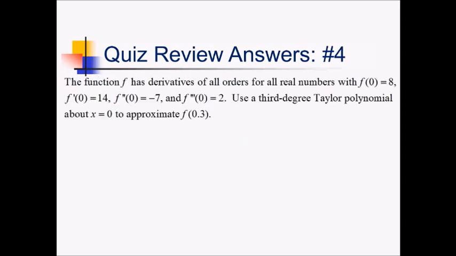For this problem, we have a function f with derivatives of all orders, basically saying, hey, you can make a series out of this. And for all real numbers, with our f of 0 is 8, we have the first derivative, the second derivative, the third derivative, all of this information at 0. They want us to use a third-degree Taylor polynomial about x equals 0, so a Maclaurin series, in other words, to approximate f of 0.3.